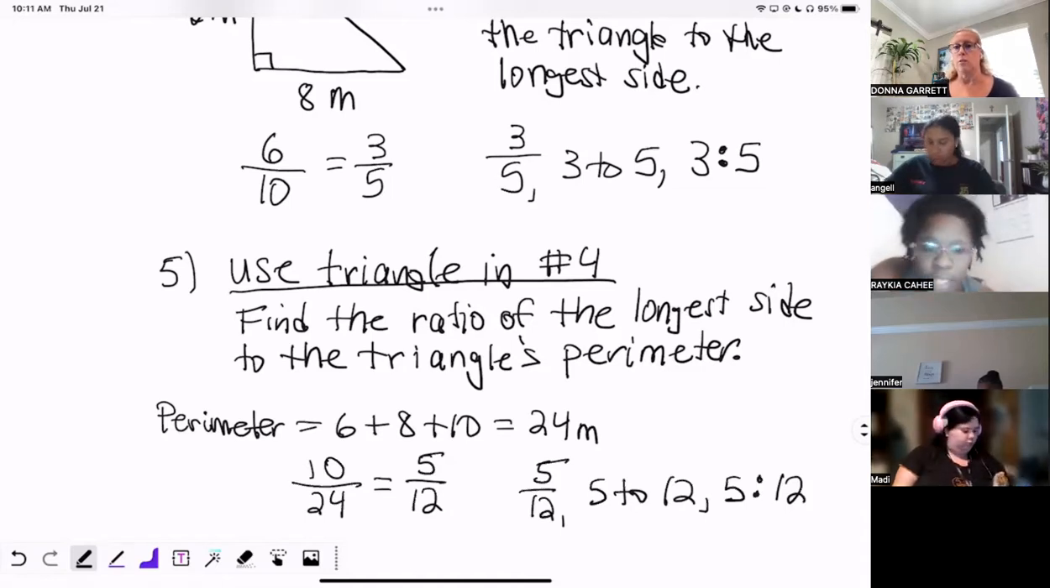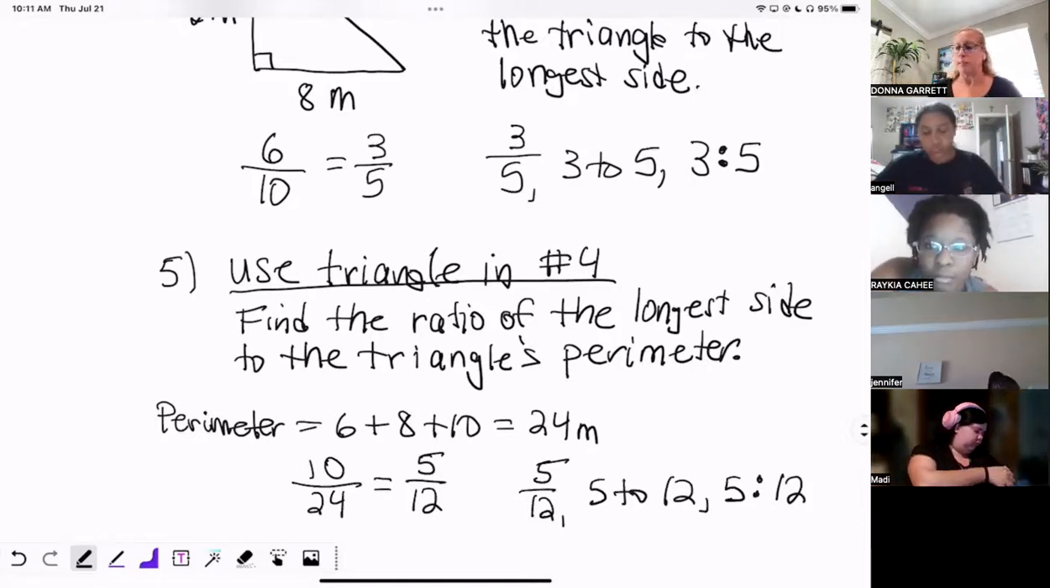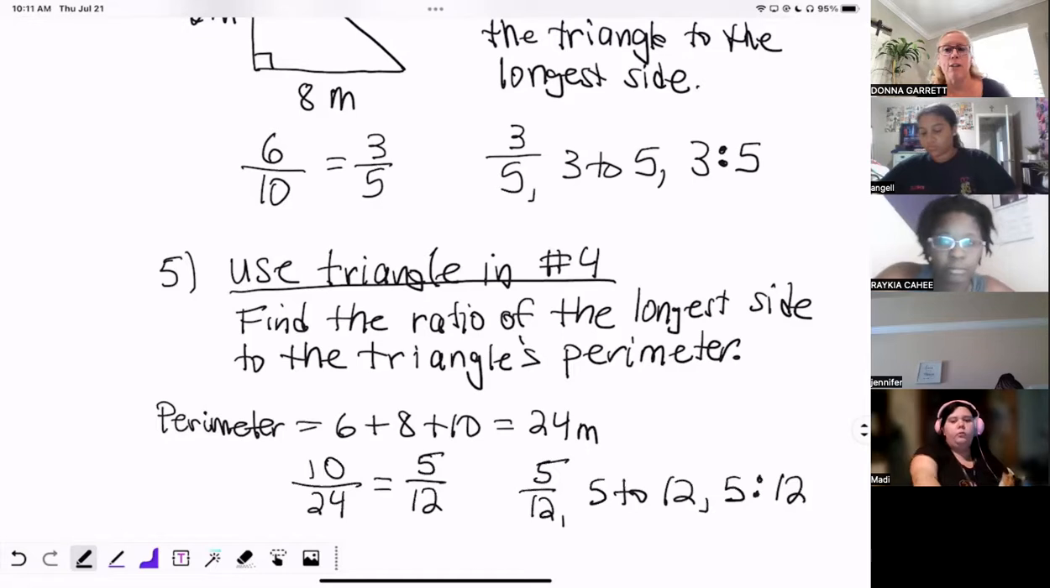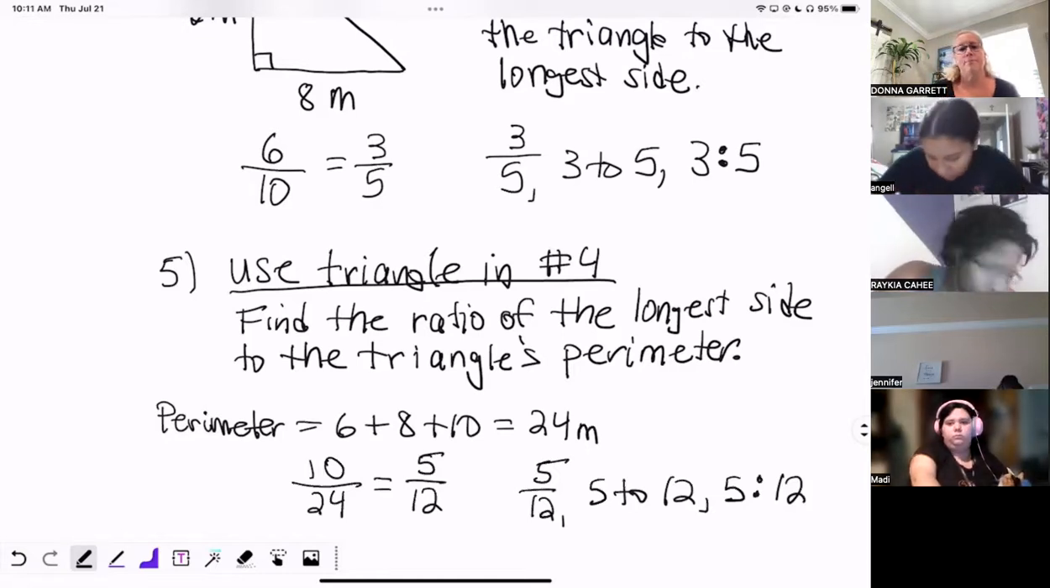What if they say that they want your answer in 3 different ways? That's what you do. You do all 3 of them. And then some of them might just say write it as a fraction or something like that.